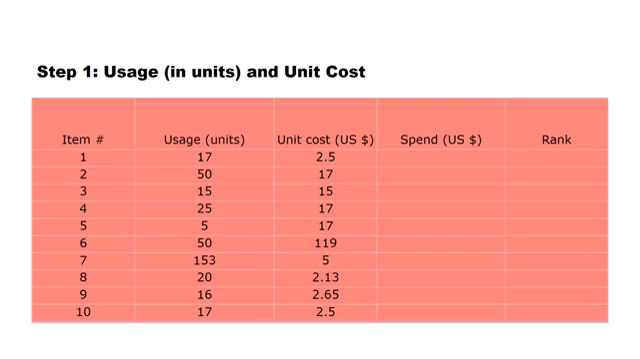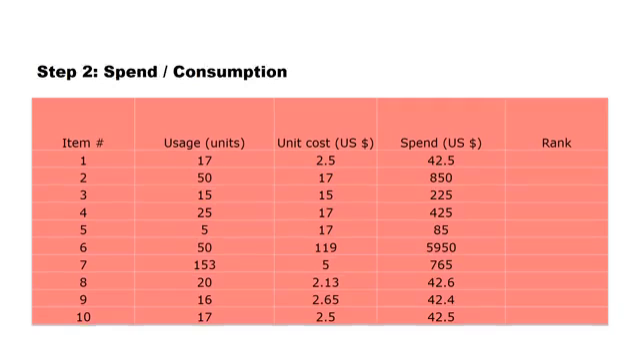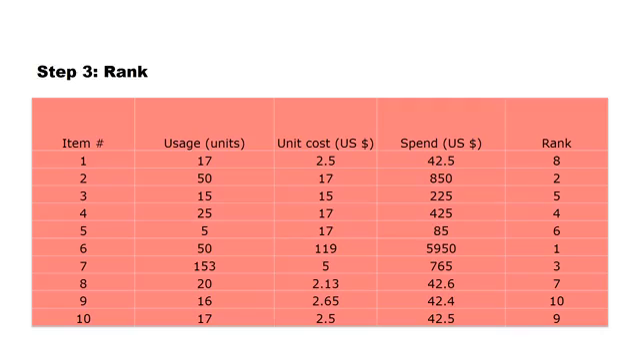Let me illustrate the steps by an example. Here we have 10 items with different usage, let's say annually in units, and different unit cost. We calculate the spend or consumption in dollar value for each item by multiplying the usage with the unit cost. Then we rank the items by their spend from the highest to the lowest. Screenshots of these steps in your software will be shown shortly.